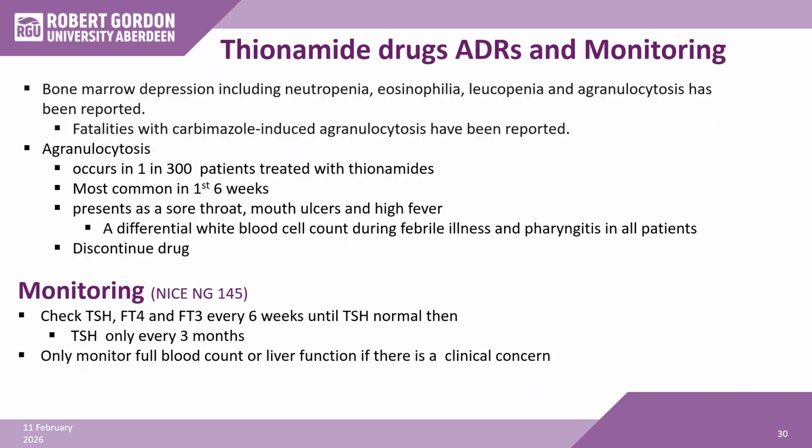Because of all these adverse drug reactions, monitoring is essential when it comes to these medications. So TSH, FT4, and FT3 must be checked every 6 weeks until the TSH is normal, and then every 3 months. The full blood count and liver function if there's a clinical concern. I think in my previous practice, we used to do this at a minimum once a year, if not twice.